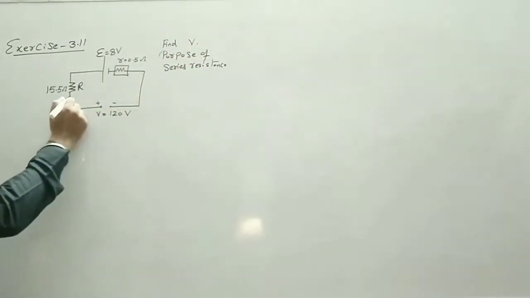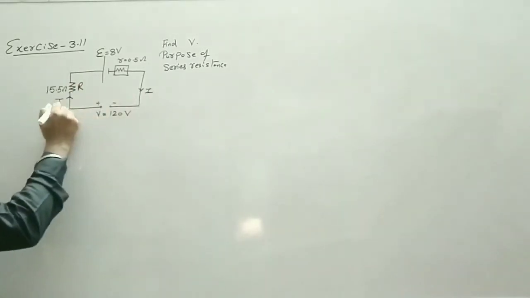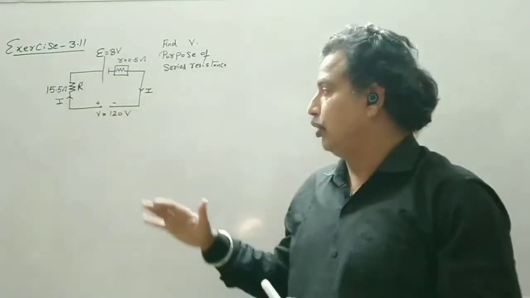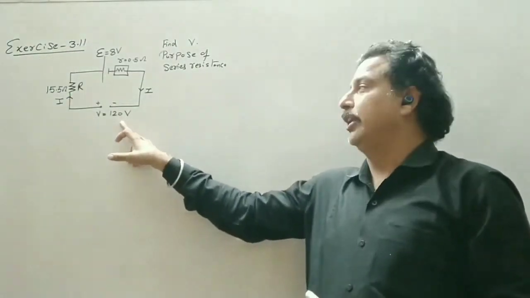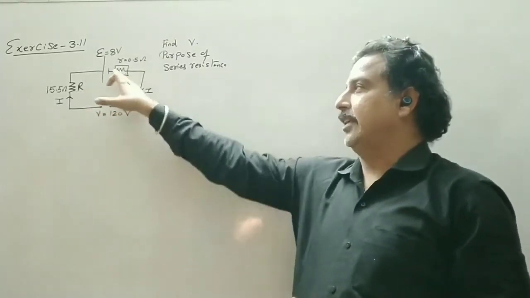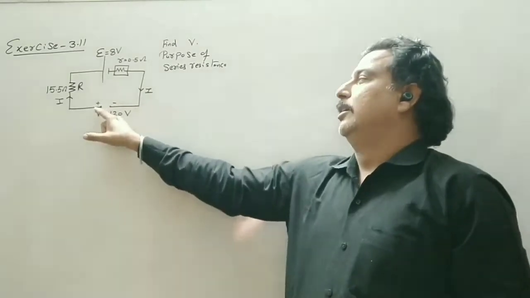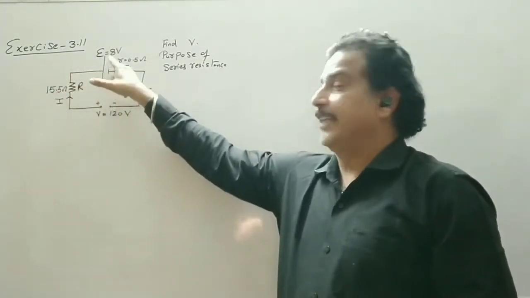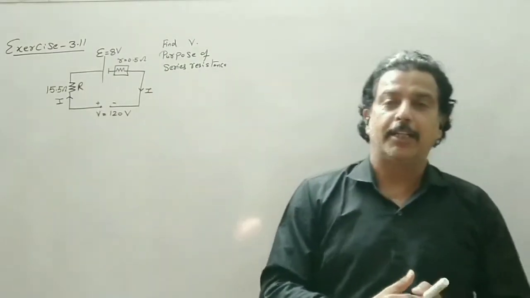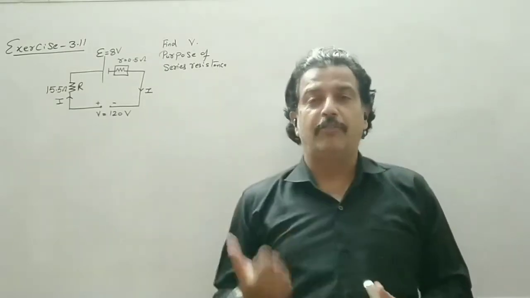Here the storage cell or a battery is being charged. So when the battery has to be charged by an external source, this external source has 120 volt. So plus is connected with plus and minus is connected with minus. So the current is flowing through the cell which has to be charged. Now while doing EMF, internal resistance and terminal potential difference, we were drawing the current from the cell.